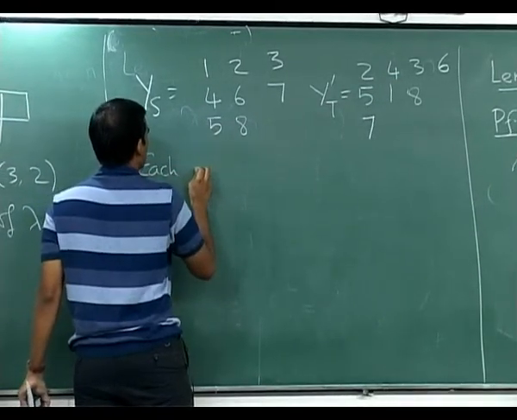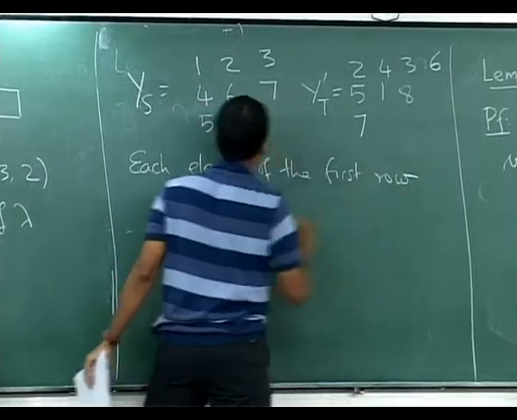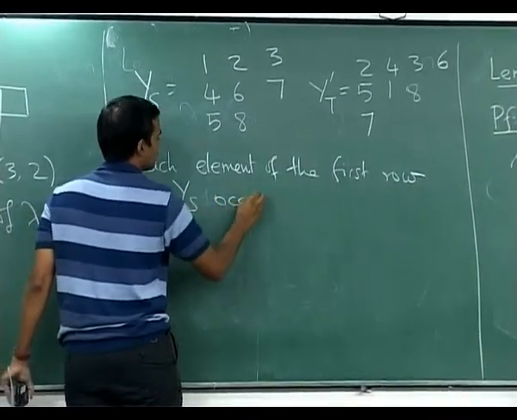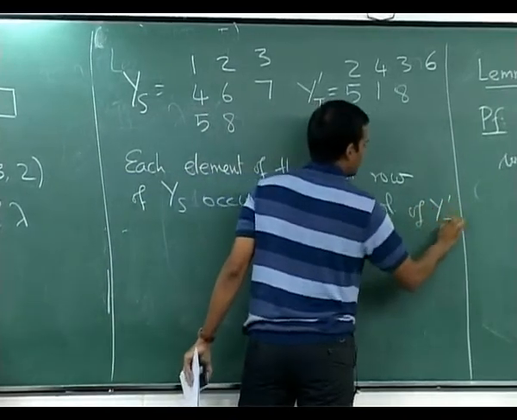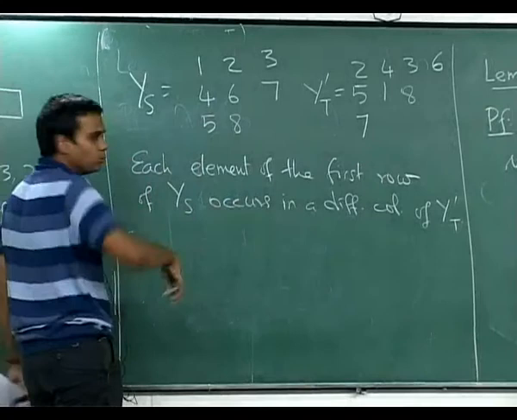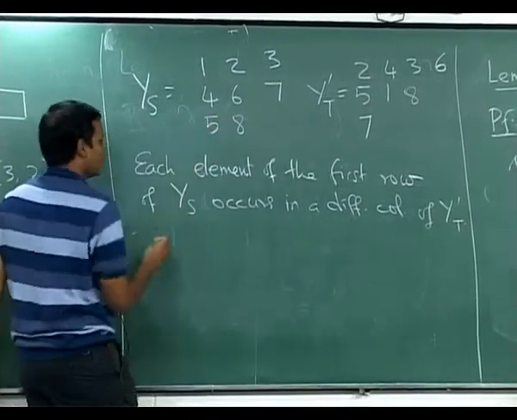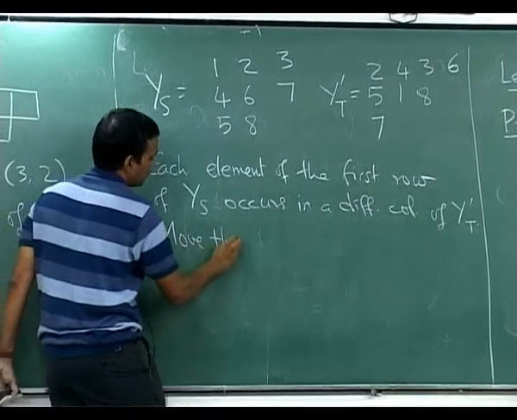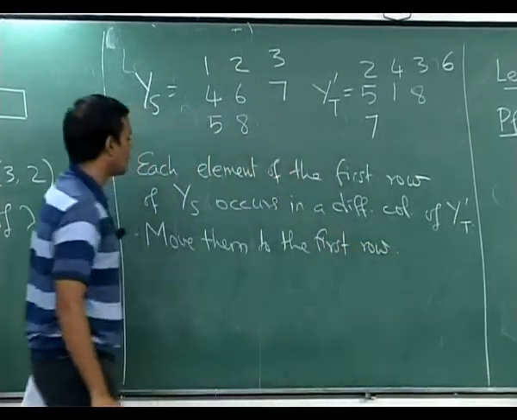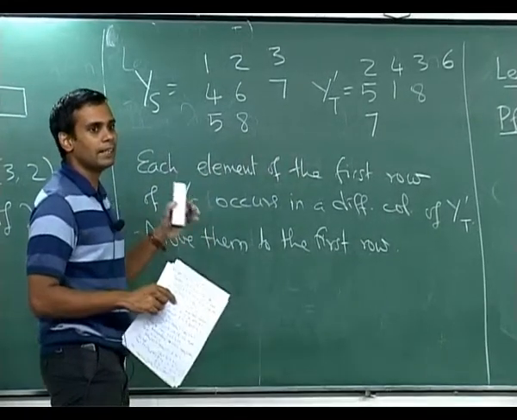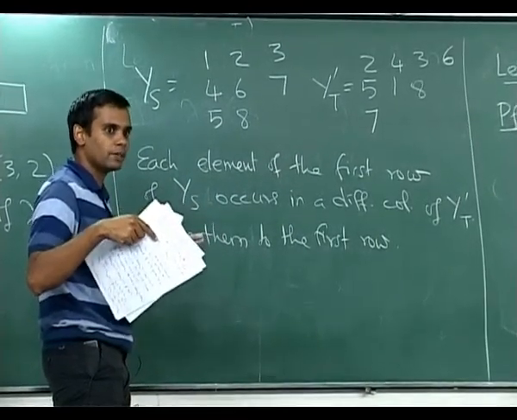Each element of the first row of YS occurs in a different column of Y prime T. You can permute the columns of Y prime T to move them up. This does not really change T at all because the columns of T, you can reorder within the columns, move them to the first row. What you have is that the first row of Y prime T contains all the elements of S 1. Therefore, the first row in Y prime T has enough space for all the elements of S 1.